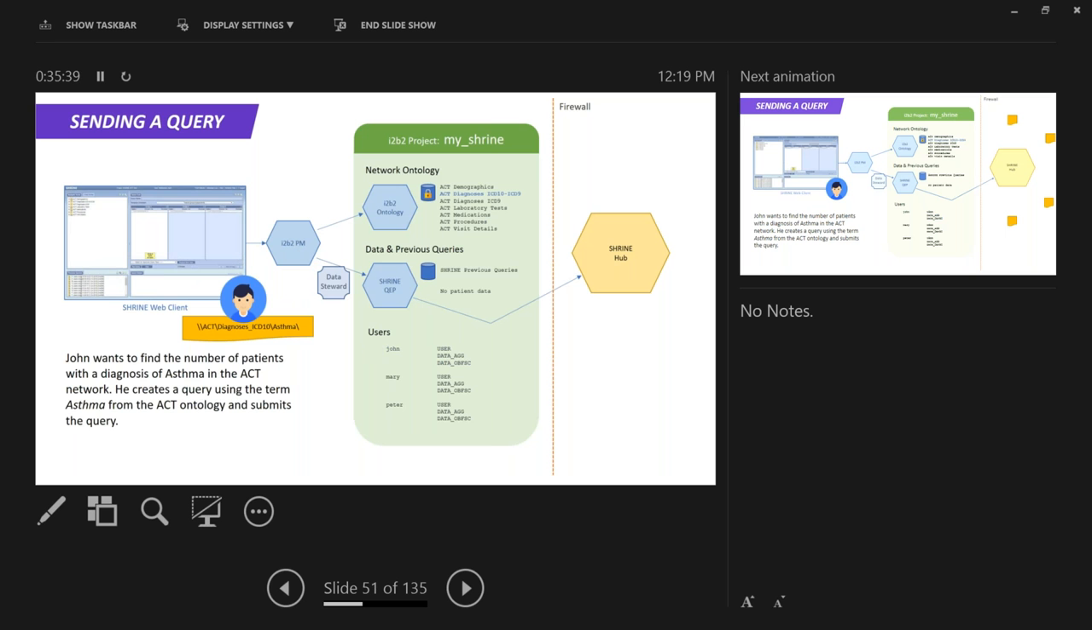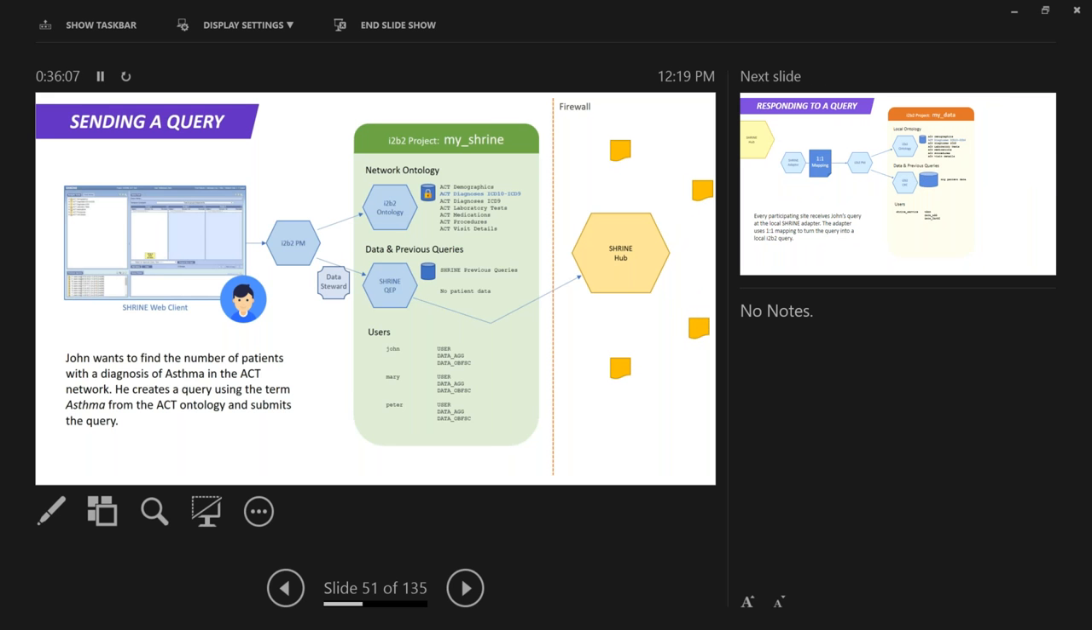So a very simple example is that John wants to find the number of patients with a diagnosis of asthma across the ACT network. He formulates his query, as everyone understands, by finding asthma in the ontology and dragging it over. So this is just one concept in the panel. The query makes its way through I2B2 to the Shrine query entry point, connects to the hub, and then the hub broadcasts that query out to all the known participating sites in the network.